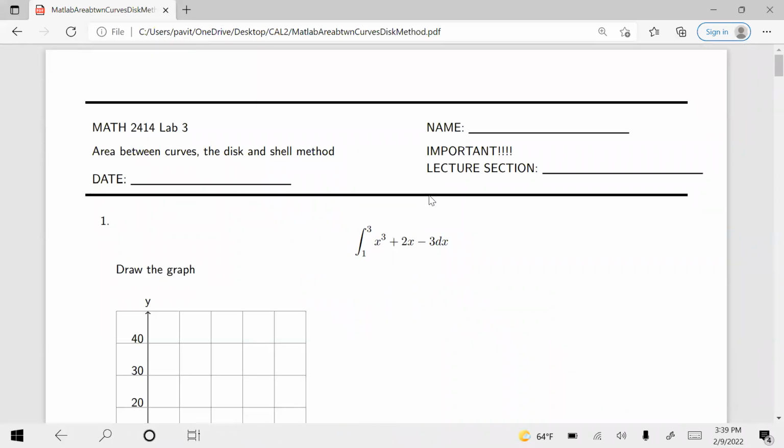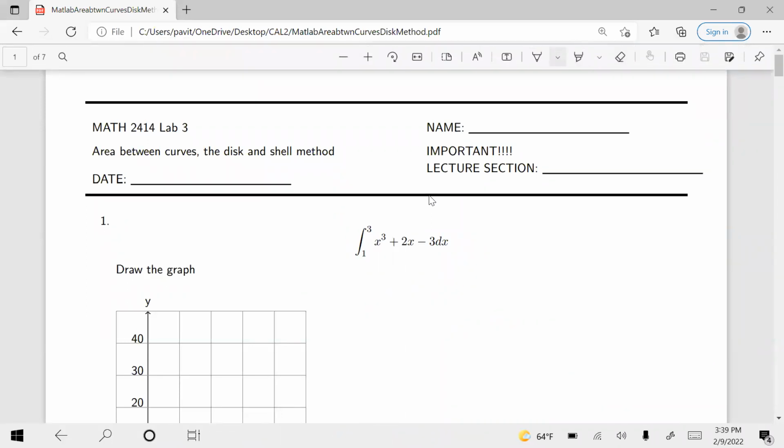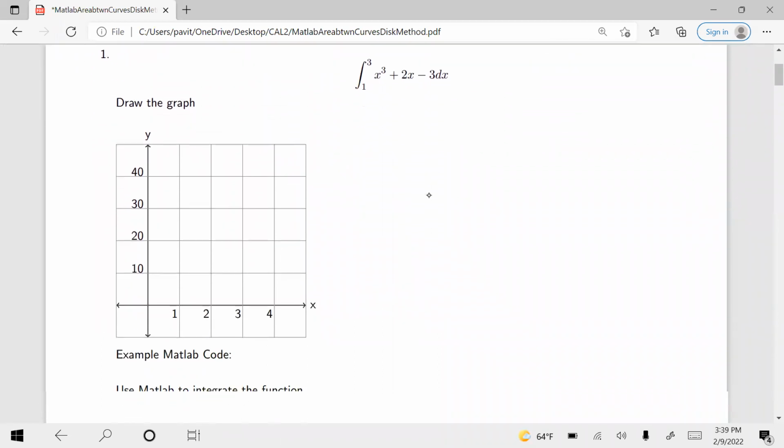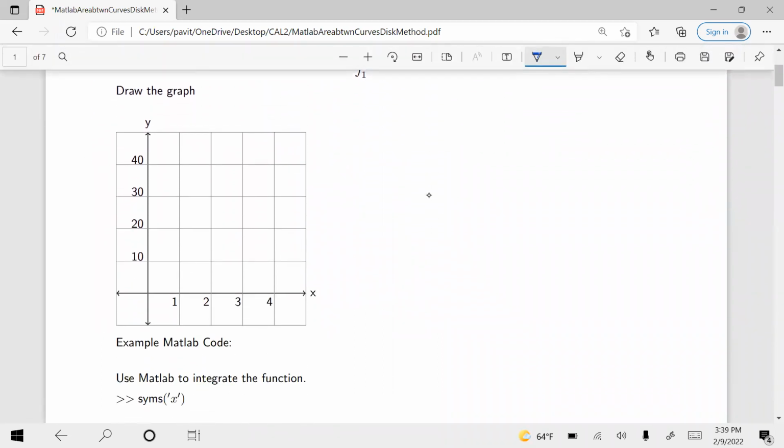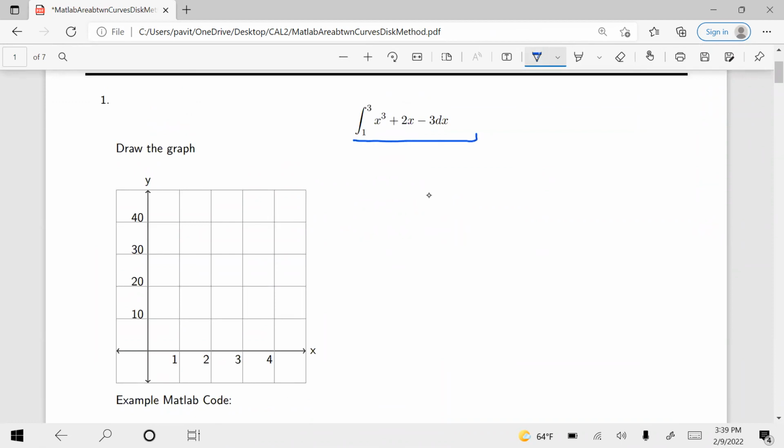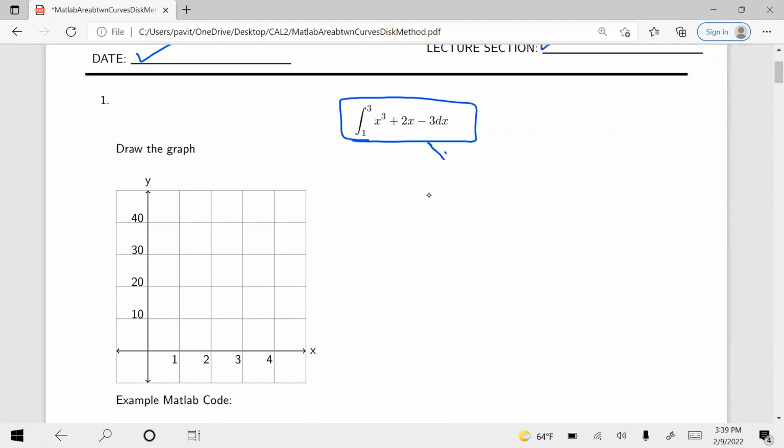Now, first I will show you the hand calculations and then I will move on to MATLAB. So you will be writing your name, your section, your date. And then problem 1, it's a direct formula. You just have to integrate this. Use power rule, integrate each part, and you'll get the answer.